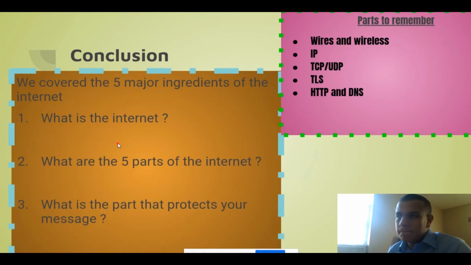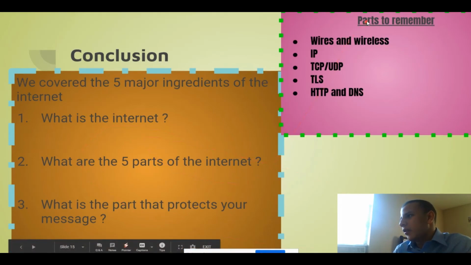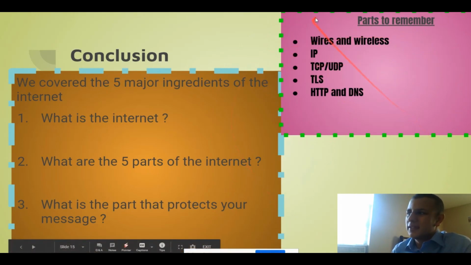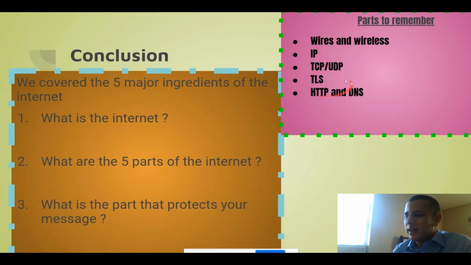Ready? Answers are, so what is the internet? The internet is a series of interconnected computers communicating with each other. What are the 5 parts of the internet? They are wires and wireless, IP, TCP and UDP, TLS, HTTP and DNS. We'll look at all these components in separate lessons in this unit. And what is the part that protects your message? That's Transport Layer Security, or TLS.